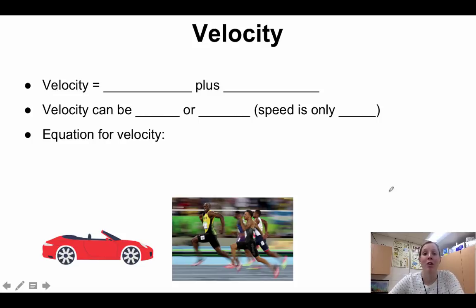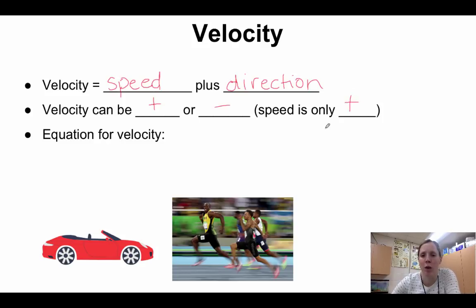Now let's talk about velocity. So velocity is a little bit different from speed, kind of in the same way that displacement is a little bit different from distance. Velocity is equal to speed, but it also has direction. Just like displacement was kind of similar to distance, but also included a direction. So just like displacement, velocity can be either positive or negative. The positives and the negatives telling you about the direction of the movement, whereas speed can only be positive because it doesn't include direction.